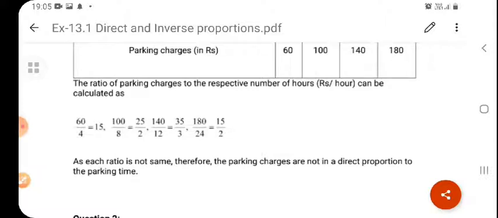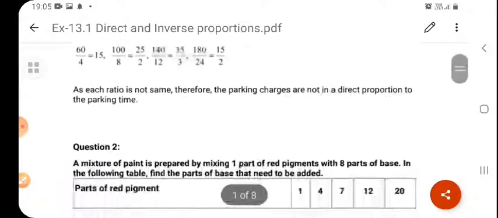So here each ratio is not the same. There are different ratios we are getting here. Therefore the parking charges are not in direct proportion to the parking time. So this is the method by finding the ratios. If we get the same ratios, then they are in direct proportion. If we can see different ratios coming for the different number of hours and parking charges, therefore they are not in direct proportion.